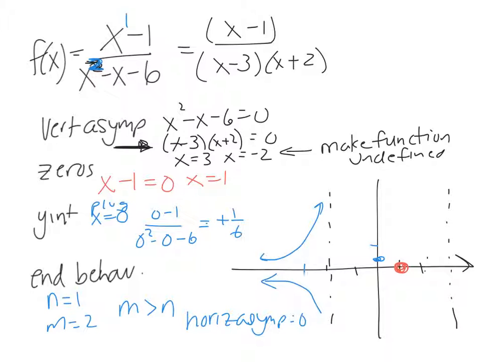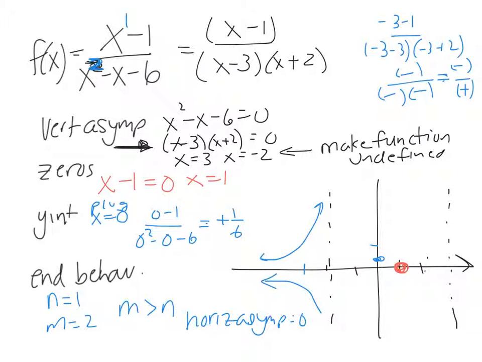All you have to do is put one number in. Any number that is smaller than negative 2. So negative 3. If you put negative 3 into this, you get negative 3 minus 1 over negative 3 minus 3 times negative 3 plus 2. You don't even have to do this out. Watch. Top sign is what? Negative 3 minus 1 is going to be positive or negative? Negative. On the bottom, negative 3 minus 3 is what? Negative. Negative 3 plus 2? Negative. What's a negative times a negative on the bottom? Positive. That means I have a negative divided by a positive, so it's negative. It has to be down in this area because it's a negative value.